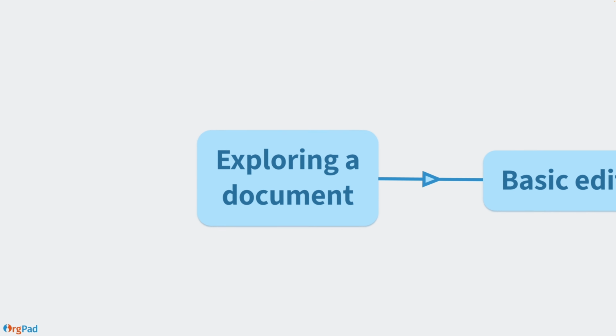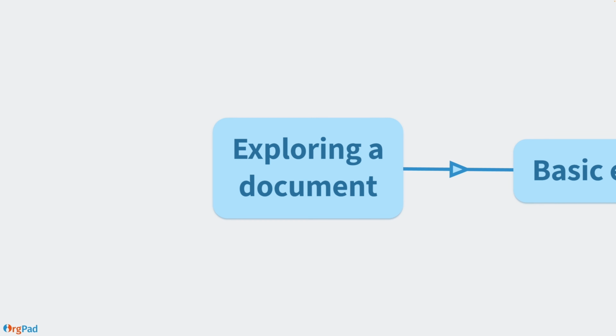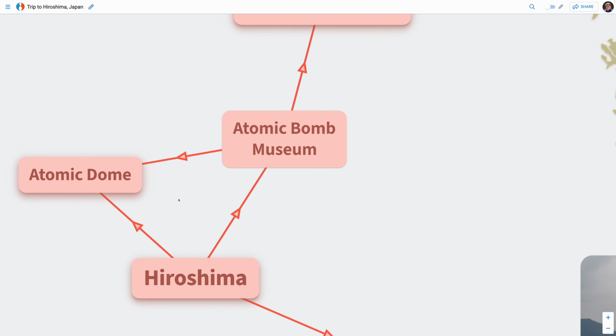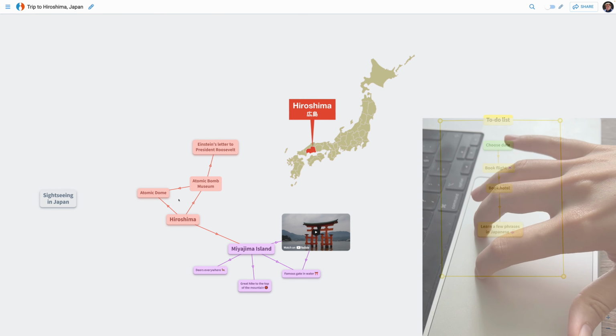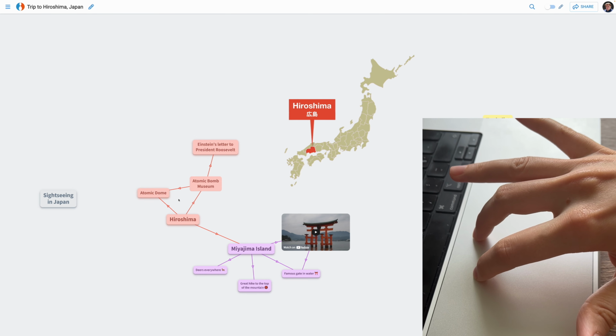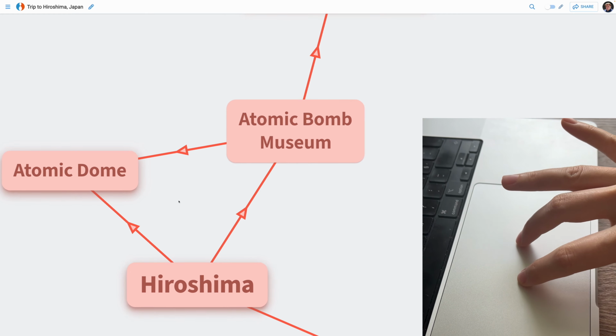Let's take a look at an example document made about trip to Japan. On the left, we have some places we are considering to visit. On the right, we have a to-do list of things we have to do before our trip. Now, if you want to move around, it works exactly as any map application. So I can zoom in by mouse wheel, or if you are using a laptop, you can place two fingers next to each other on touchpad and move them down or up.